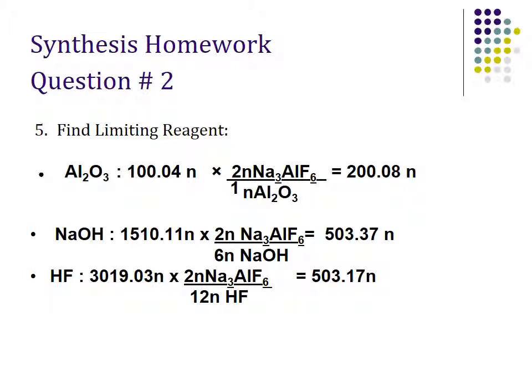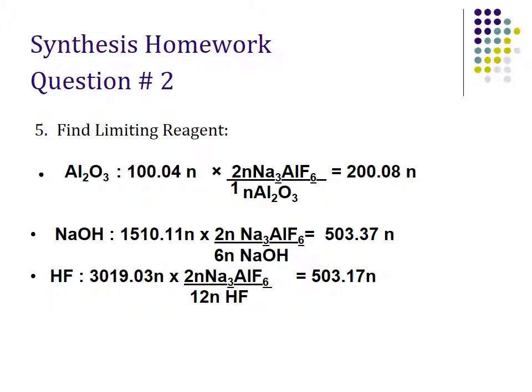If we look back at the balanced equation, we see that the ratio between cryolite and Al2O3 is 2 to 1. This ratio means that for every mole of Al2O3, 2 moles of cryolite will be produced. To find the number of moles of cryolite produced, we multiply the number of moles of Al2O3 by the ratio 2 to 1. We get 200.08 moles of cryolite produced. We follow the same procedure for the remaining reactants. For NaOH, we get 503.37 moles of cryolite produced, and for HF we get 503.17 moles of cryolite produced.